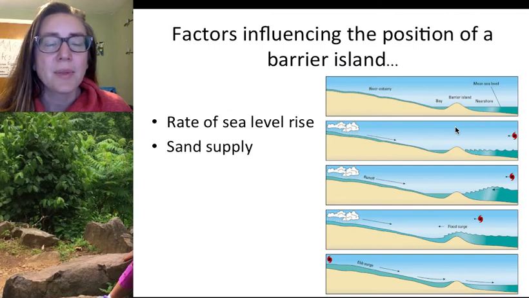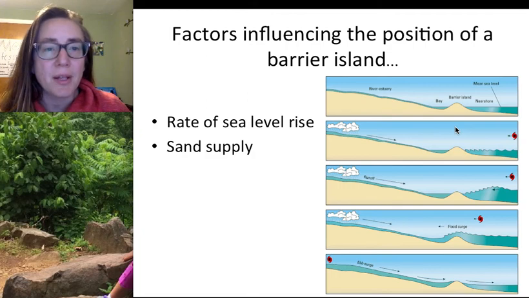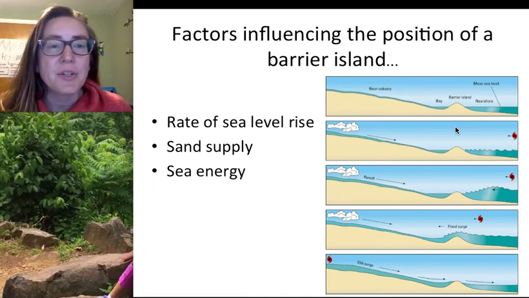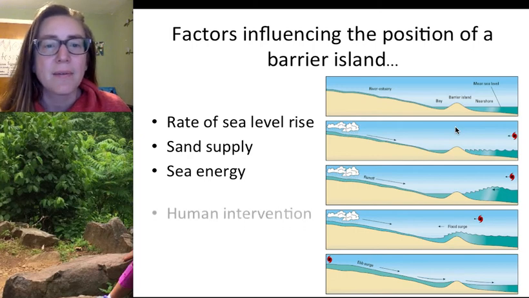Second is the sand supply. With this, if there is more or less sand supply, it's going to control the rate at which spit growths are going to form, and that then is going to influence how quickly barrier islands will form. The sea's energy will also influence this. If you say more turbulent sea, then it's going to be a much more dynamic system. It's going to be changing much more quickly than if the sea was a calm sea.